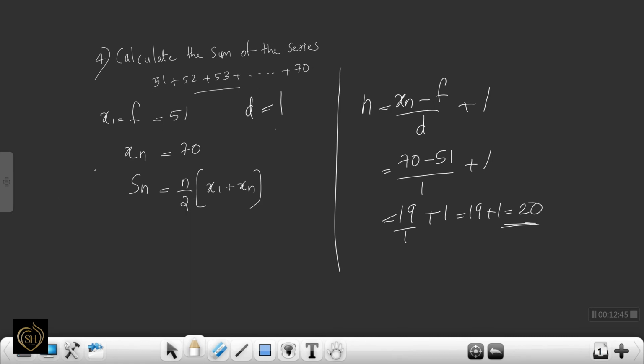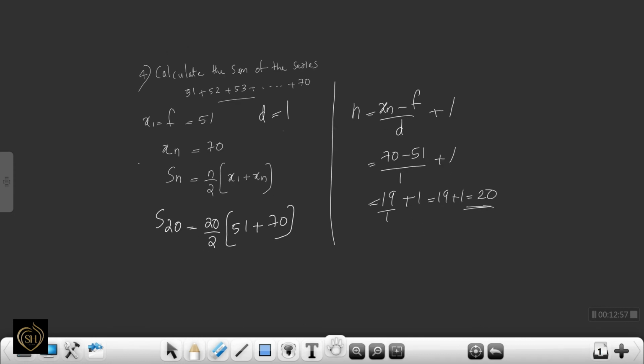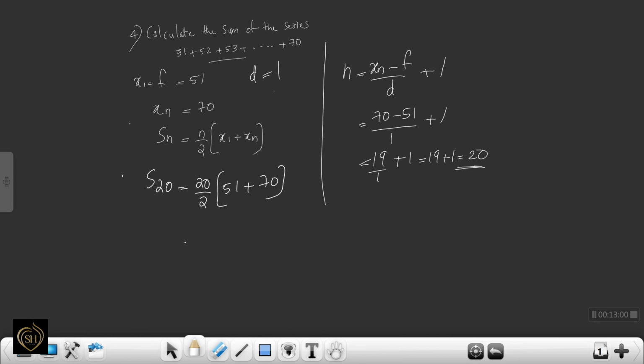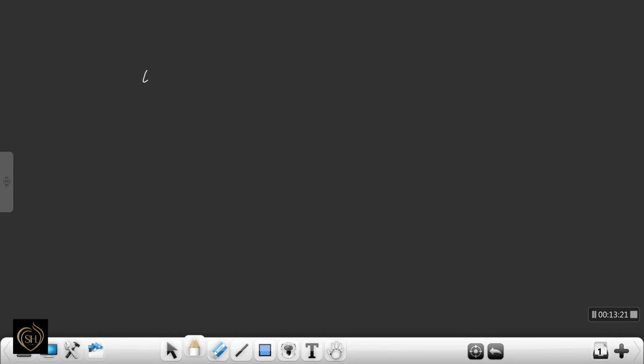Now Sn is S20. That is, S20 is equal to 20 by 2 into first term 51 plus last term 70. That is equal to 10 into 51 plus 70, that is 121. That is equal to 1210. This is the sum of 20 terms of this sequence 51, 52, 53, etc. 70.